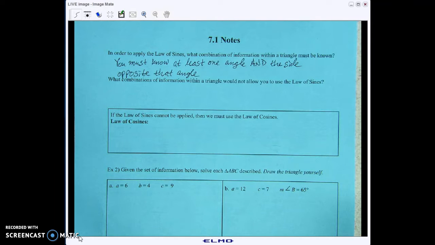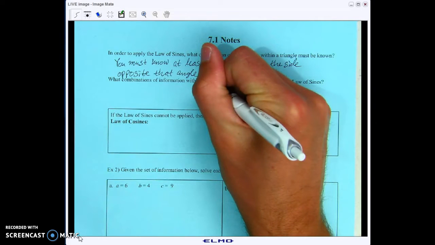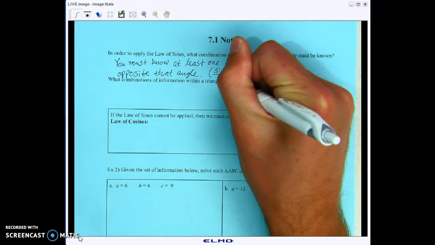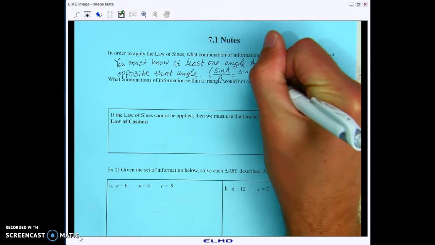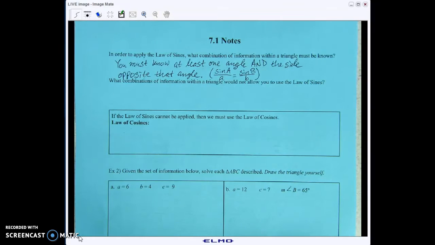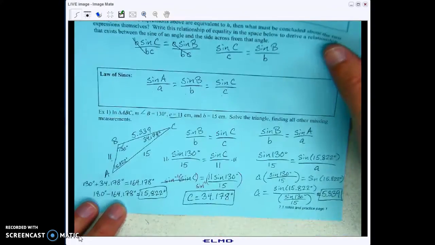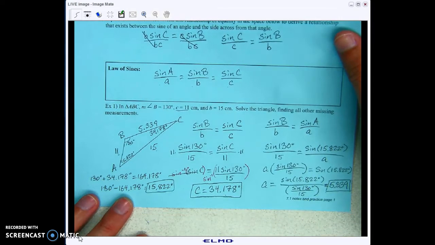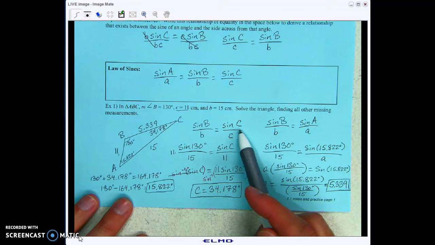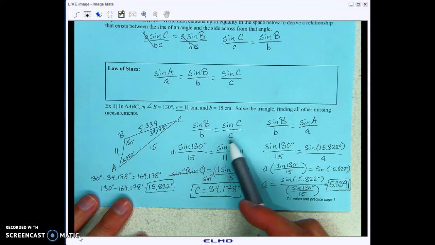Okay, so in order to use the law of sines, you must know at least one angle and the side opposite that angle, right? So remember, it was this combination: the sine of angle A over side A is equal to the sine of angle B over side B, right? So really, if we look over here on page 1, in order to solve for angle C, we had to first know side C as well. So we kind of needed 3 pieces of information, right?